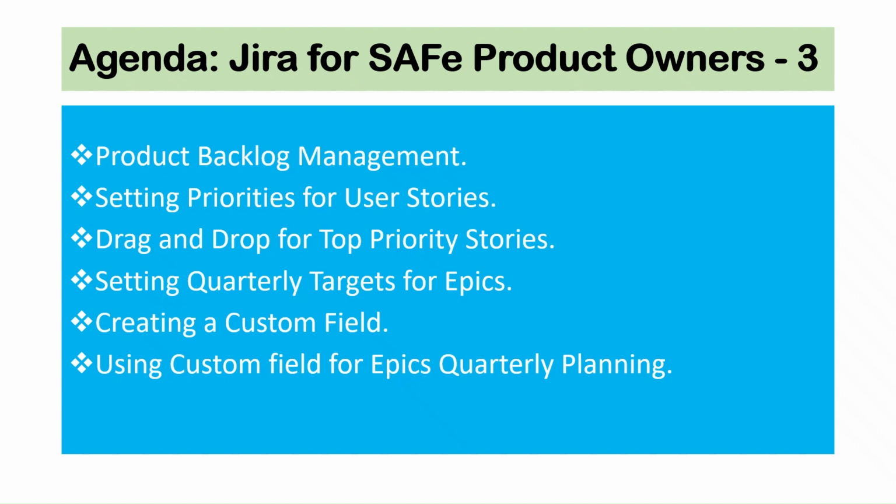As part of today's video, which is basically third in this series, we will cover these topics. We will understand product backlog management. We will also understand how we can set priorities for user stories using Jira. We will also understand how we can use drag and drop when it comes to product backlog management. And also we will create a custom field that is especially for the epics type, and we will understand how we can use epics in Jira for the quarterly planning. So this is going to be the agenda for this particular video. So let us start.